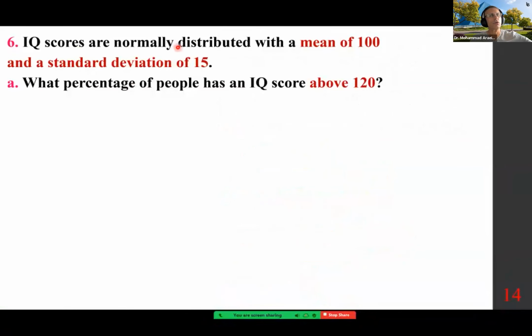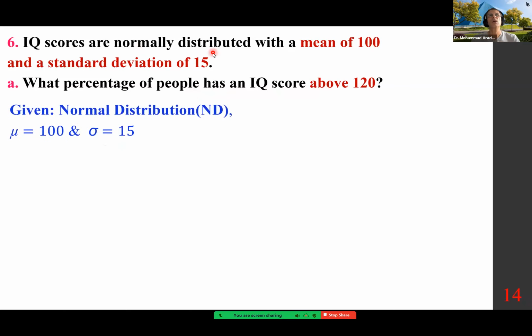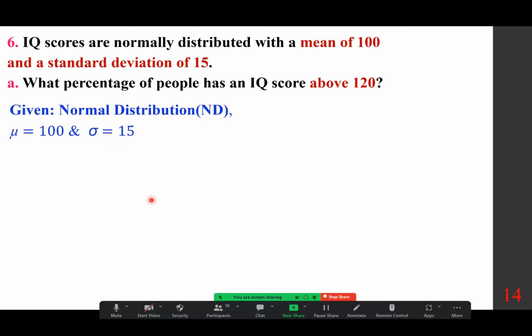IQ scores are normally distributed with a mean of 100 and a standard deviation of 15. What percentage of people has an IQ score above 120? So first and foremost, you're dealing with ND, normal distribution. Mu is 100, sigma is 15. When we do word problems, we want to write what is given to us. Okay, it's important to understand the given.